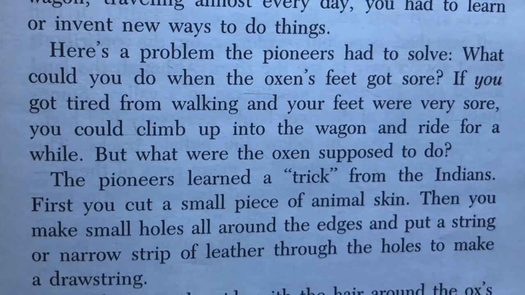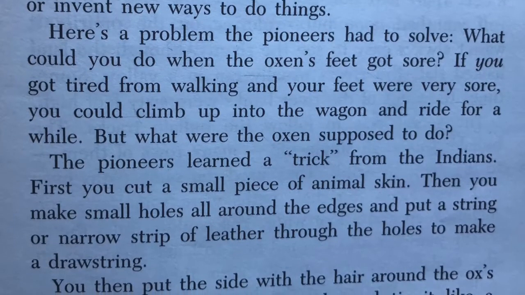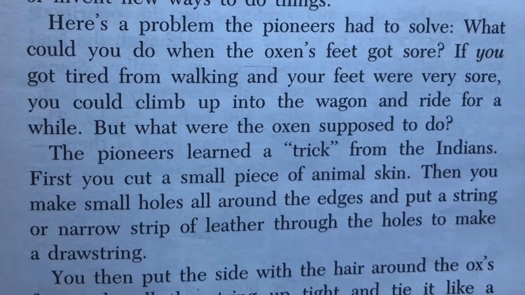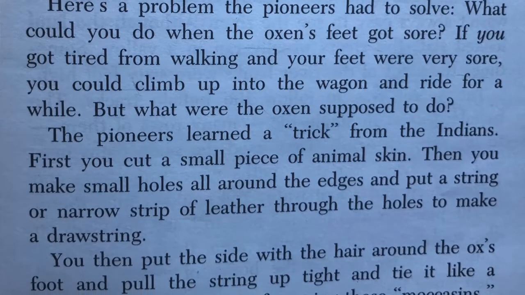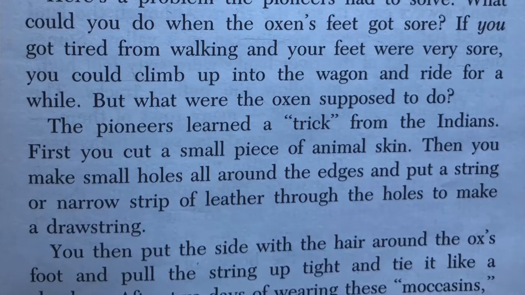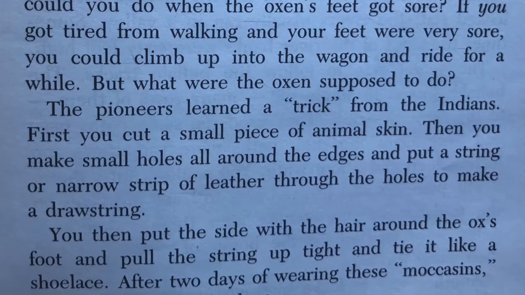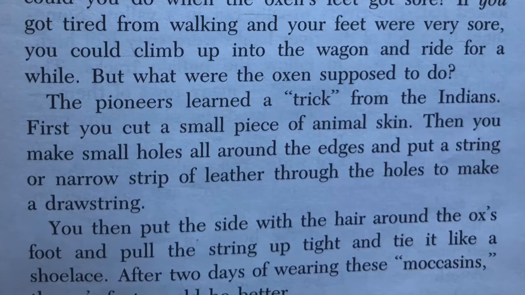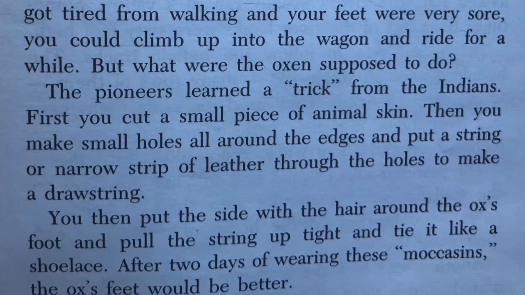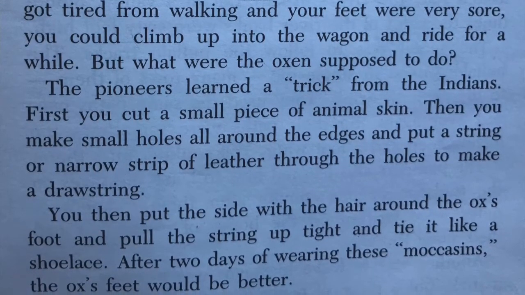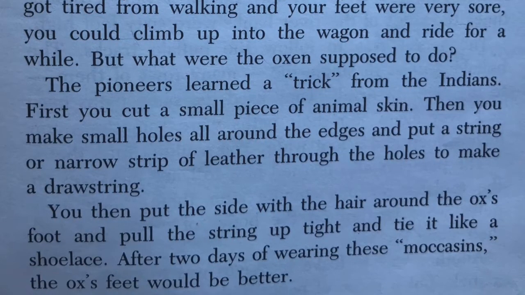The pioneers learned a trick from the Indians. First, you cut a small piece of animal skin. Then you make small holes all around the edges and put a string or narrow strip of leather through the holes to make a drawstring. You then put the side with the hair around the ox's foot and pull the string up tight and tie it like a shoelace. After 2 days of wearing these moccasins, the ox's feet would be better.